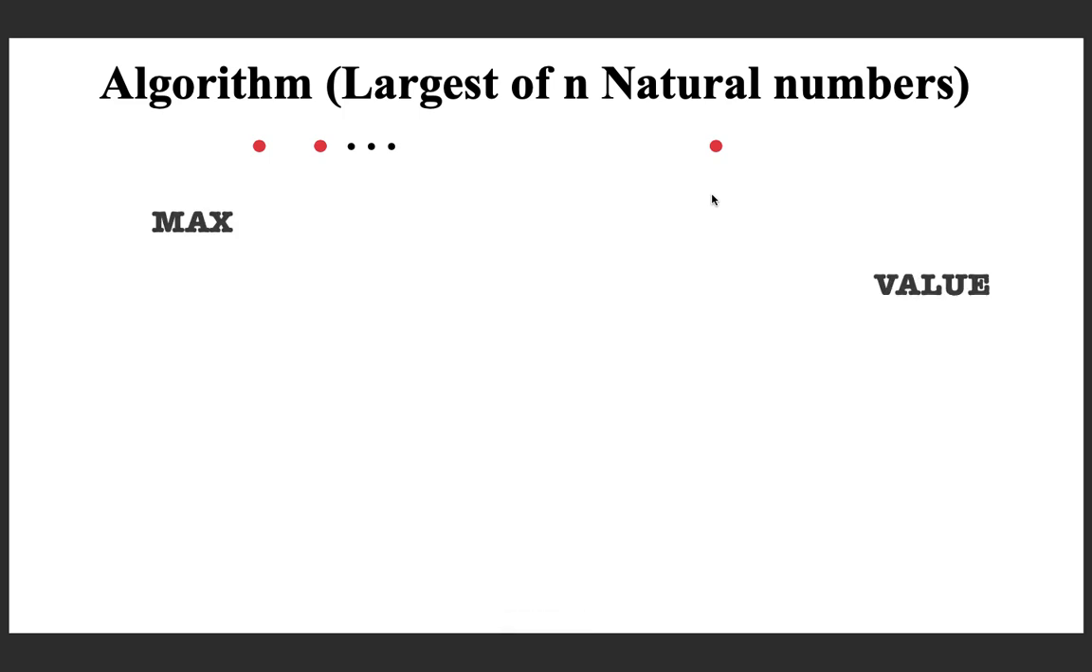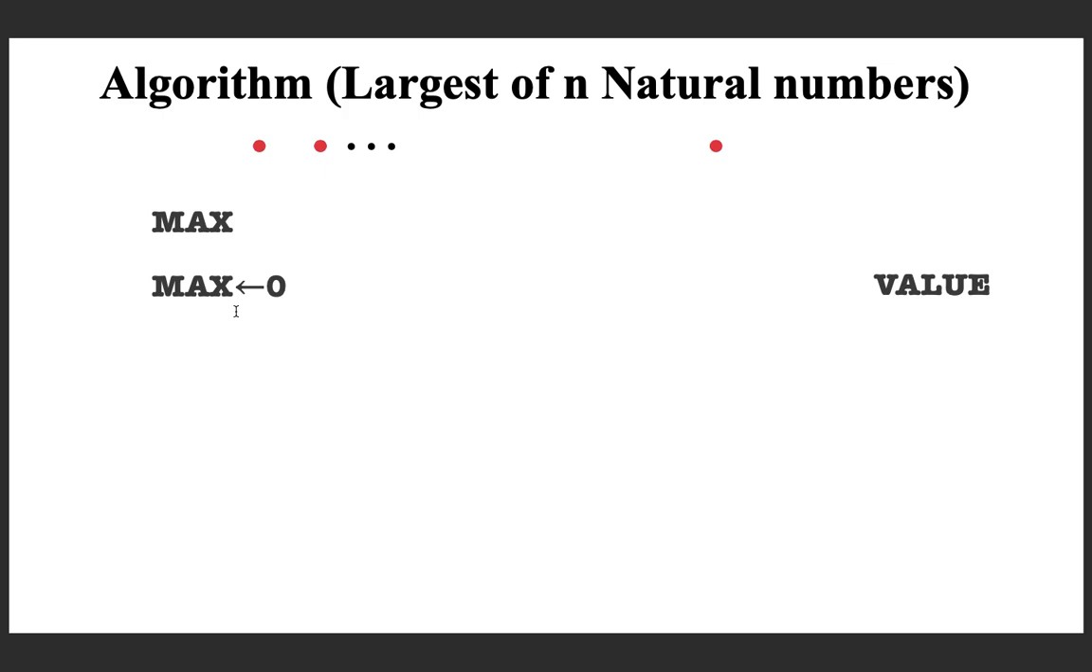For that, we need to use two symbols. One is max, which is to hold the largest number that we are going to find, and value is another symbol which can be used to read the numbers one at a time. Because we are going to find the largest of n natural numbers, it is safe to initialize the required maximum as 0, because any natural number is greater than or equal to 0. So this is a safe initialization for the required maximum.